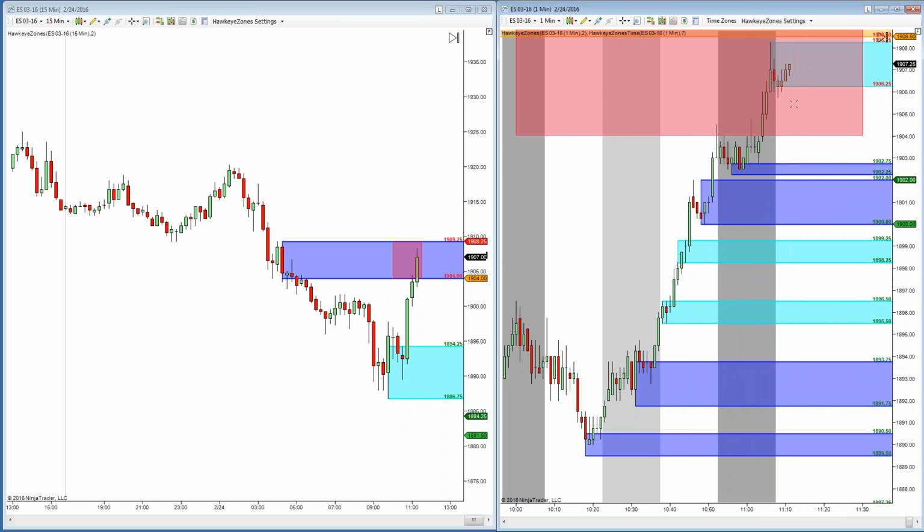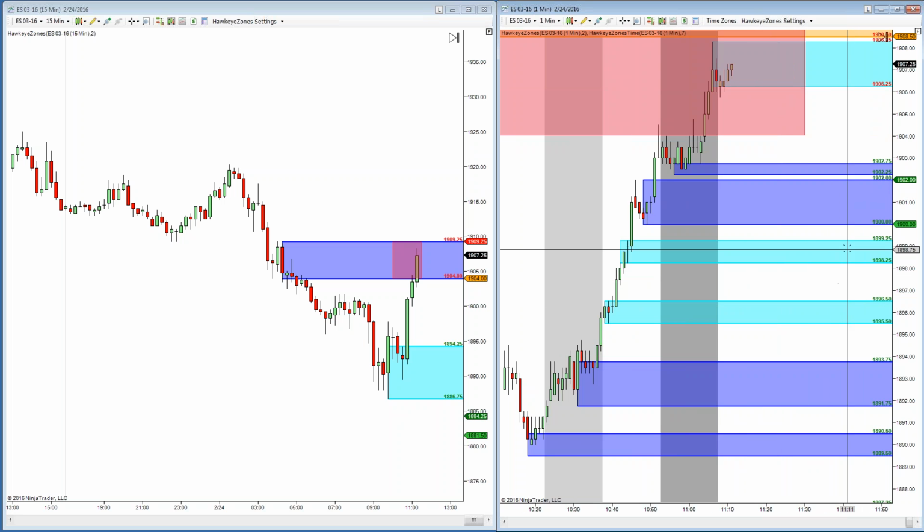Now, if the trend is truly to the downside still here, as price interacts with these levels, these are just going to be minor support levels as price moves down.